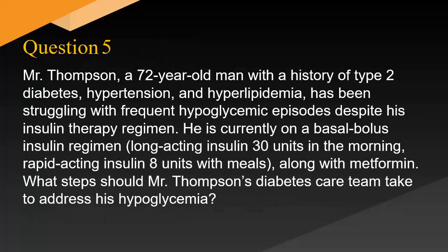Mr. Thompson, a 72-year-old man with a history of type 2 diabetes, hypertension, and hyperlipidemia, has been struggling with frequent hypoglycemic episodes despite his insulin therapy regimen. He is currently on a basal bolus insulin regimen, long-acting insulin 30 units in the morning, rapid-acting insulin 8 units with meals, along with metformin. What steps should Mr. Thompson's diabetes care team take to address his hypoglycemia?